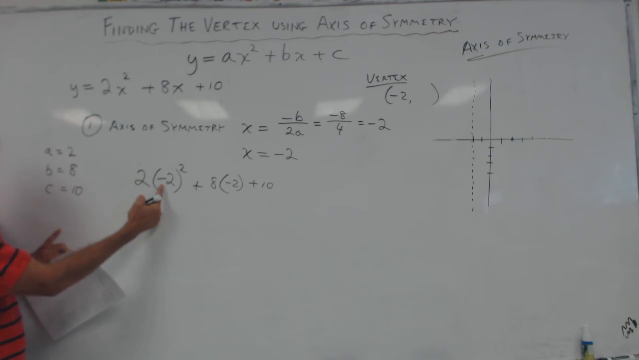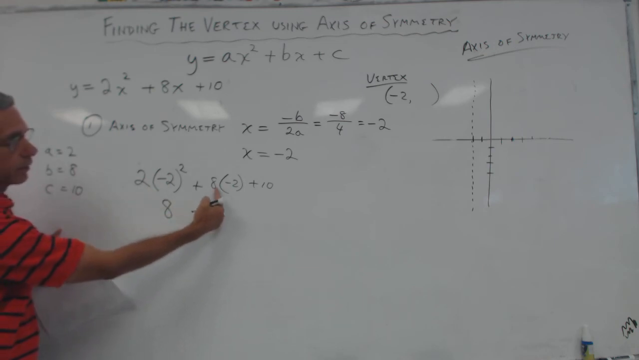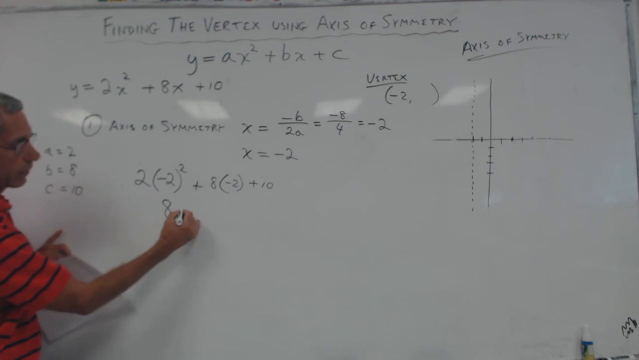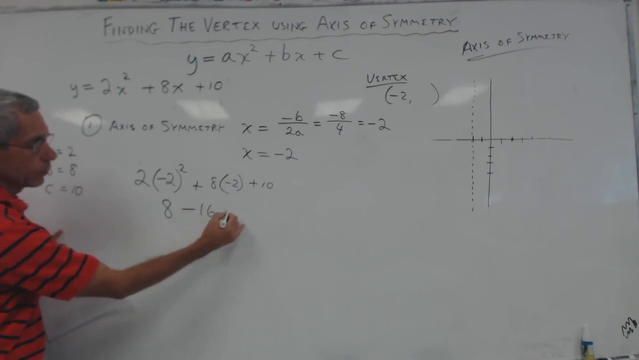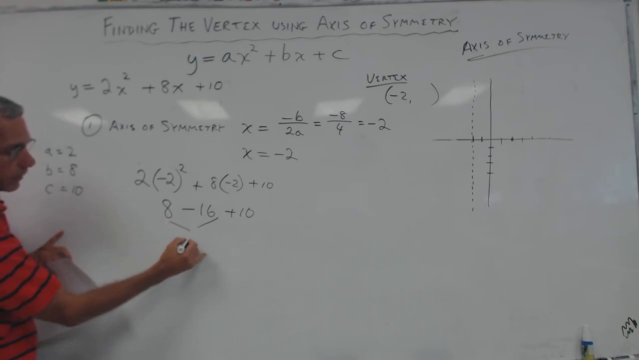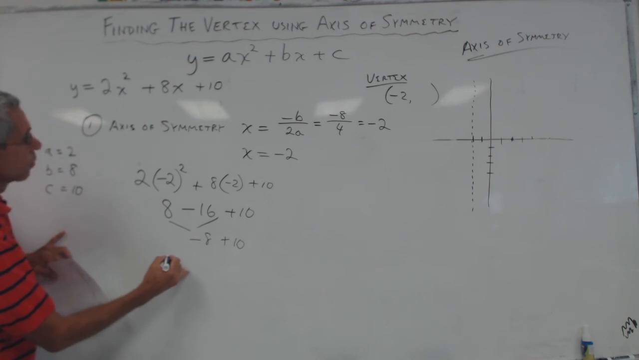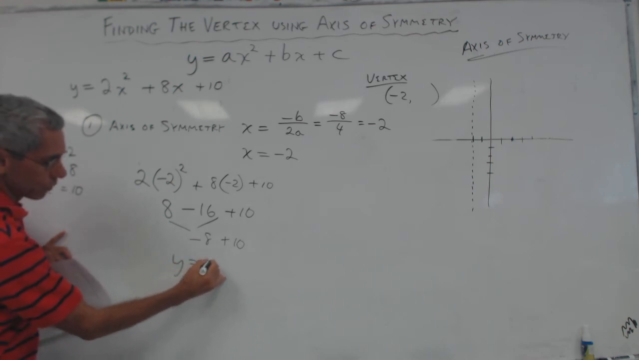No, positive. Negative 2 times negative 2 is positive 4. Times 2 is 8, right? Positive 8. Negative 2 times 8 is negative 16, right? Plus 10. So these two, 8 minus 16 is minus 8. Plus 10, that gives me 2, right? So y is equal to 2.